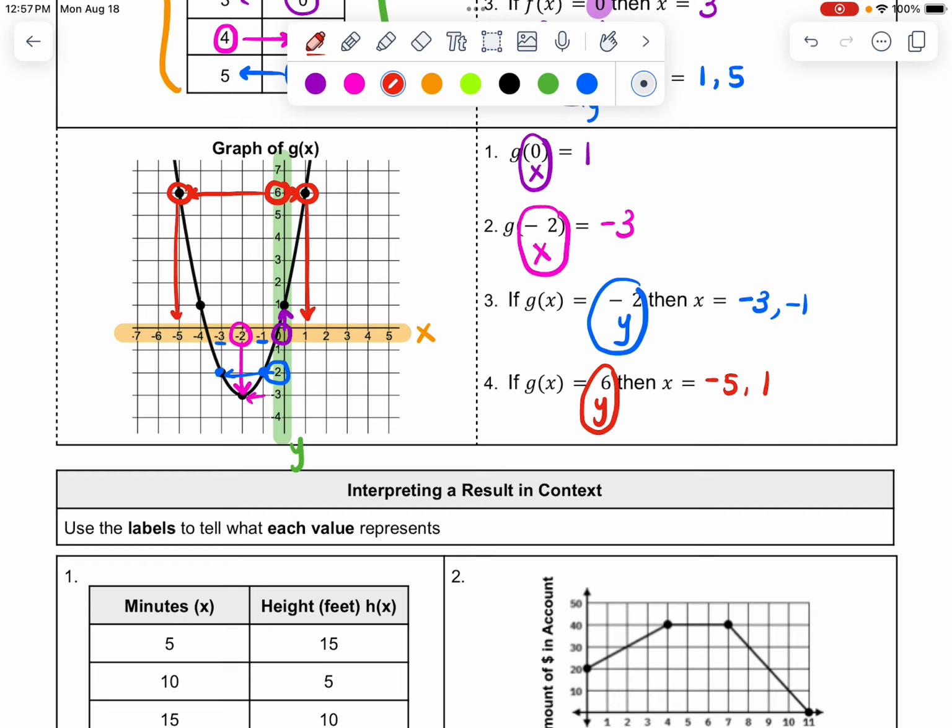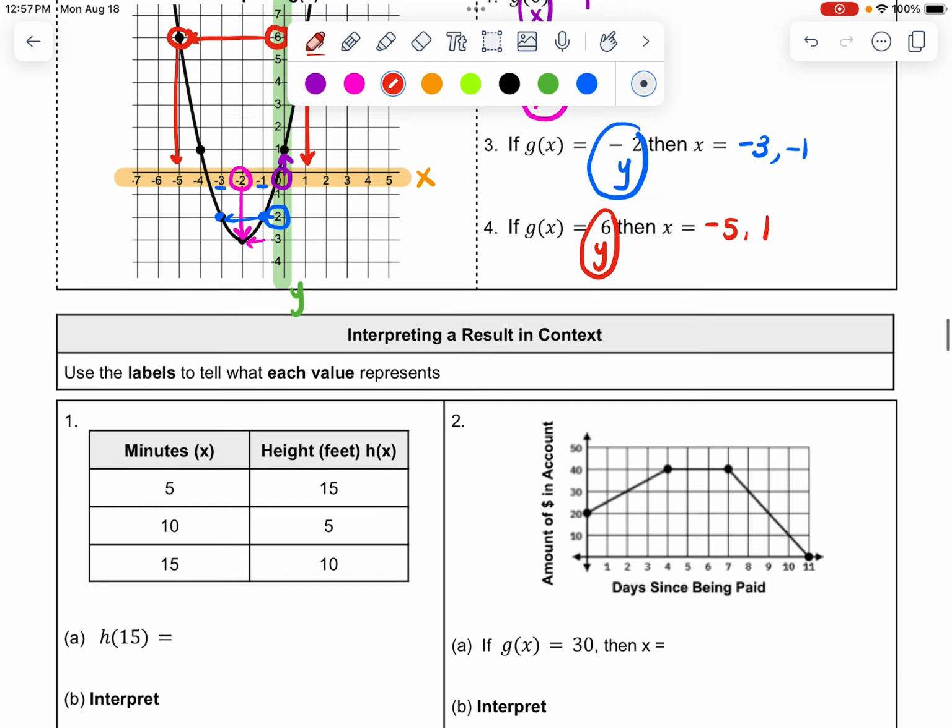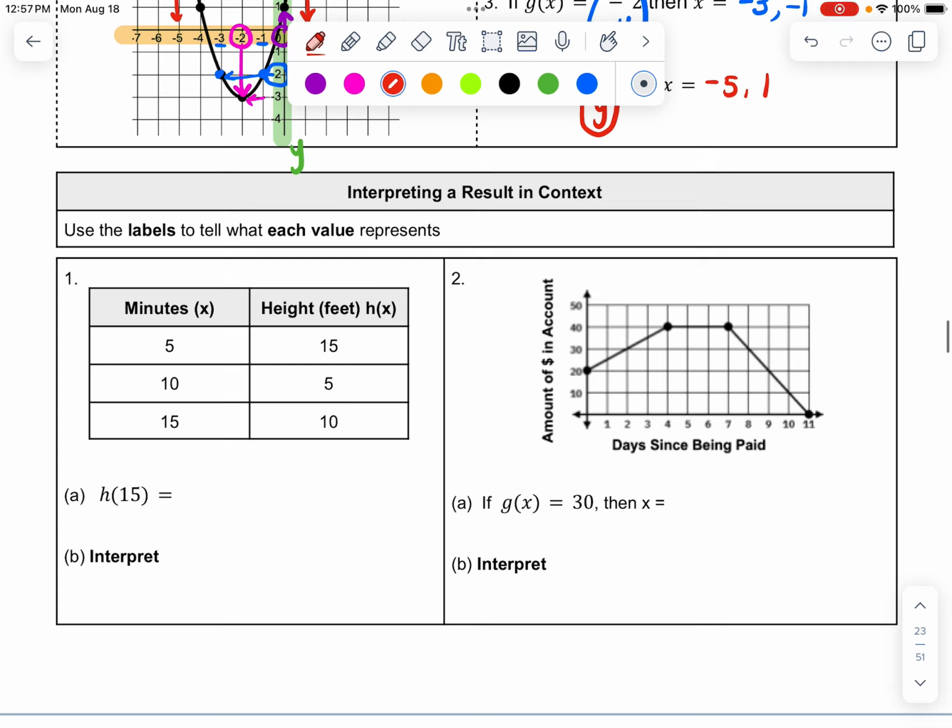Last but not least, let's talk about interpreting. Interpreting in math means using labels to tell what each value represents in a story. So what we're going to do is find our missing numbers, x's and y's, but then we're going to interpret those results, so tell what those numbers mean in a story.